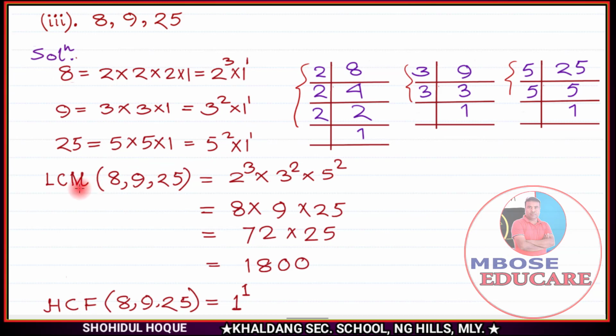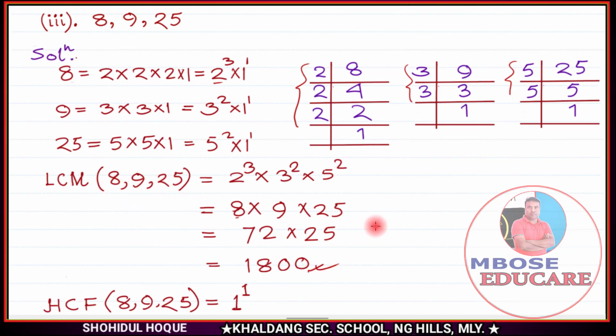Now LCM. LCM of 8, 9 and 25. First see, is any number common here? No one. So all the prime numbers we have to write here. 2 to the power 3 into 3 to the power 2 into 5 to the power 2. Let's multiply. 2 cube, means 2 to the power 3 is 8. 3 square is 9 and square of 5 is 25. Now 8 9s are 72, into 25. 72 multiplied by 25, product will be 1800. This is the LCM of 8, 9 and 25.